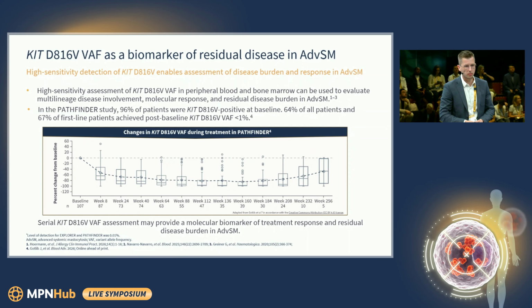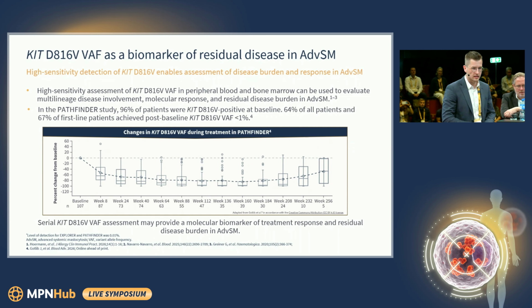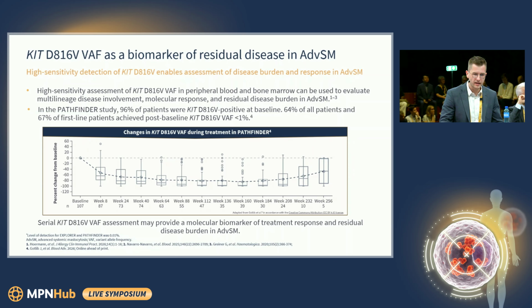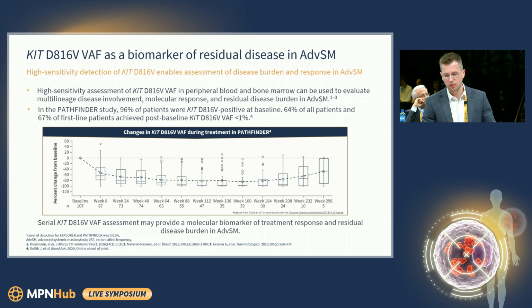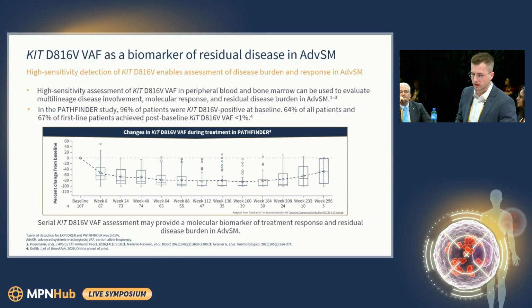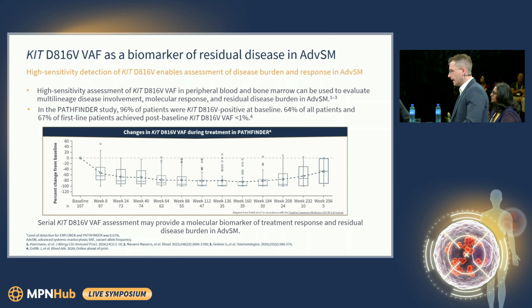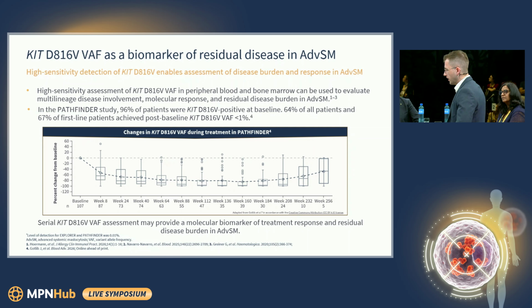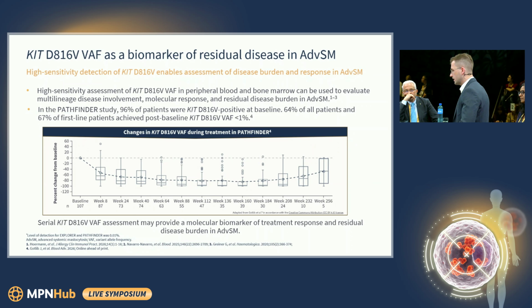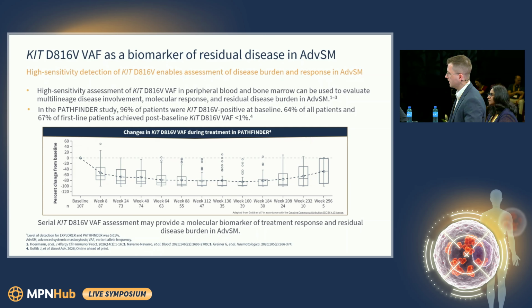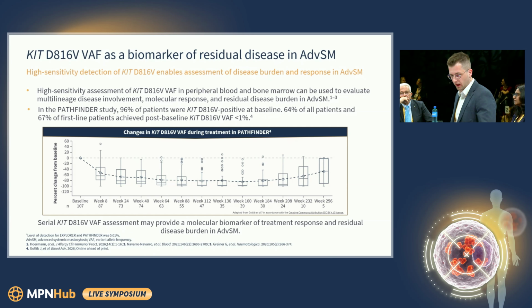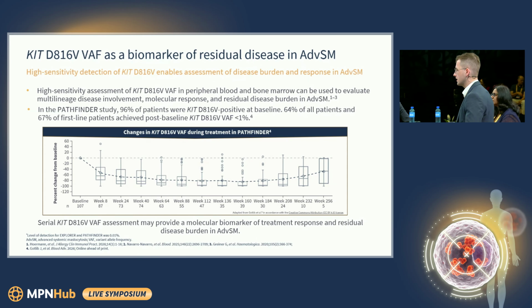And one of the most important parameters is the KIT D816V allele burden. The KIT D816V allele burden should be measured in peripheral blood and, when available, always also in the bone marrow aspirate, because we can identify multilineage involvement with it, but also measure molecular response and the residual disease burden in advanced systemic mastocytosis. And when doing so, we should also always think about highly sensitive methods such as digital PCR or qPCR.